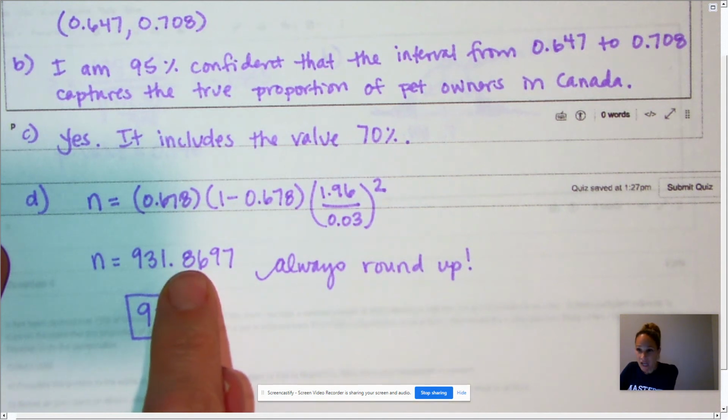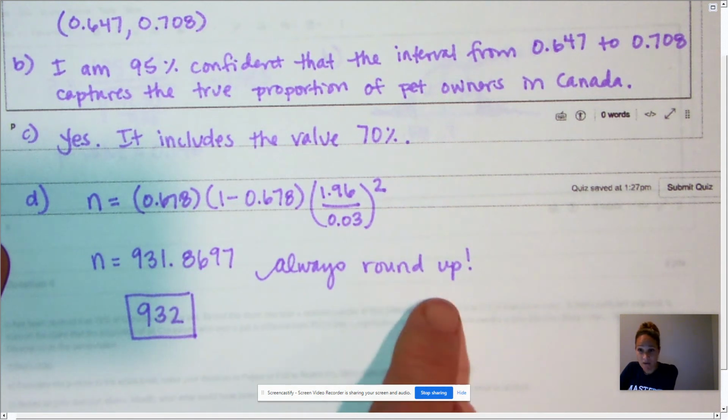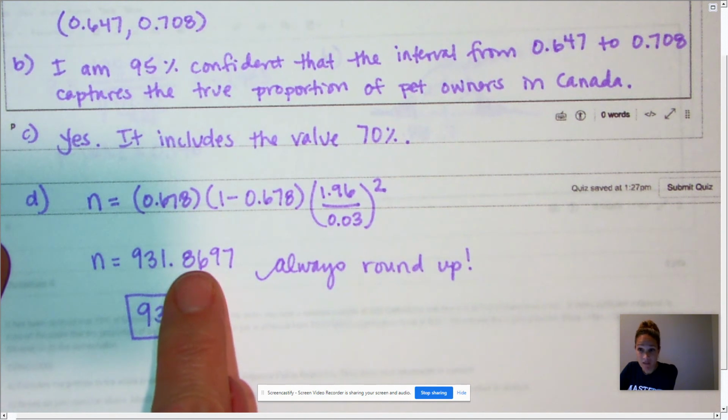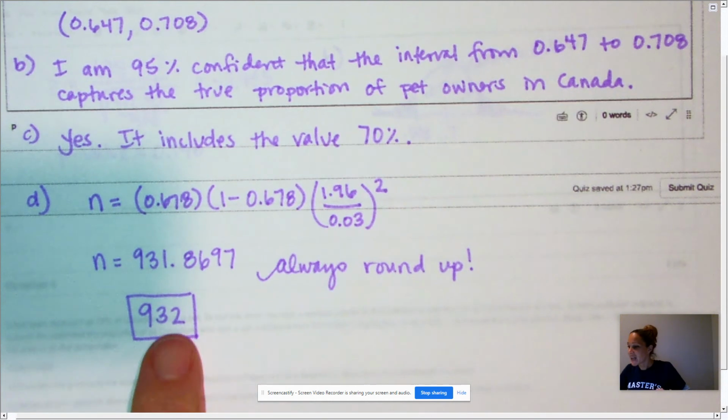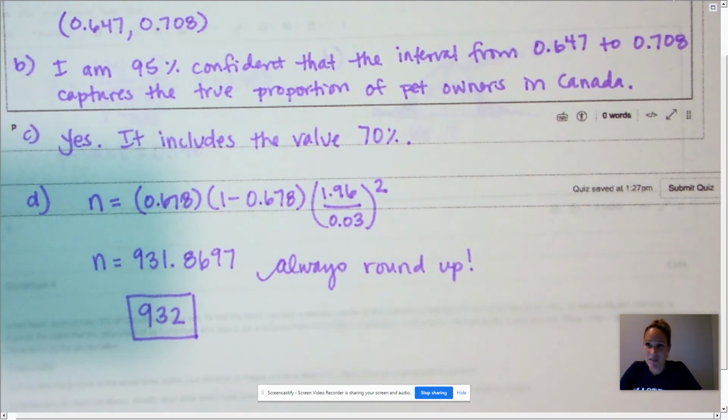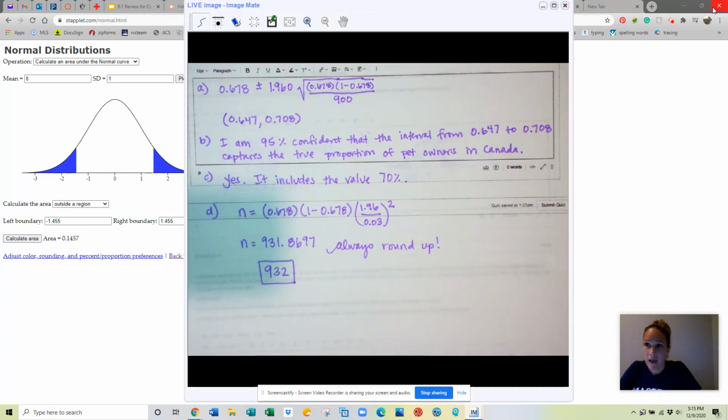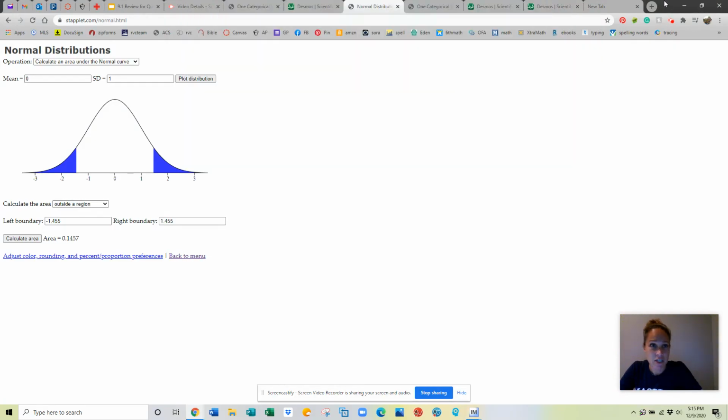Doesn't matter if this is 0.8 or 0.1, we always round up because this is the minimum value. And since you can't sample 0.1 of a person, you need to go to the next integer above that. Okay, so it actually would be a whole number because we're not ever sampling negative people. Okay, so 932 would be the correct value. I'm going to switch over to the technology here.